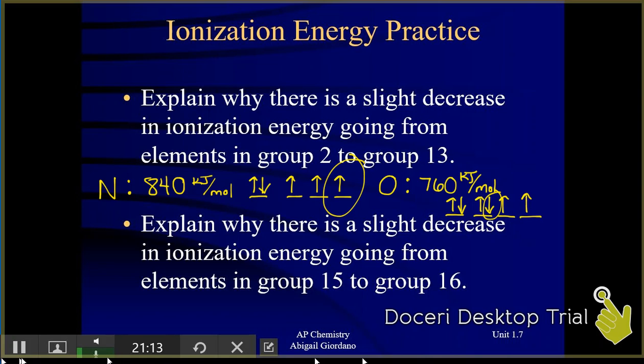So there are some exceptions. If you're asked some ionization energy questions where elements are around this group 2 to 13 border, like beryllium to boron or magnesium to aluminum, or if they're on that 15 to 16 border, just slow your thinking down and be real careful.